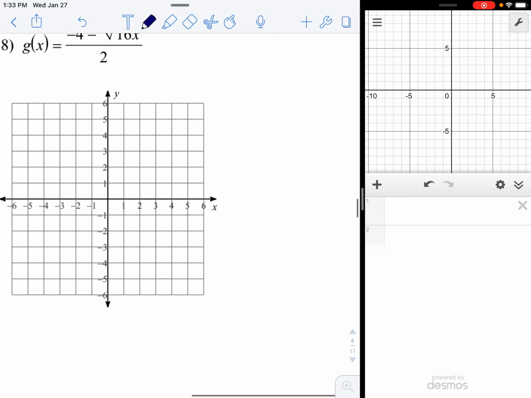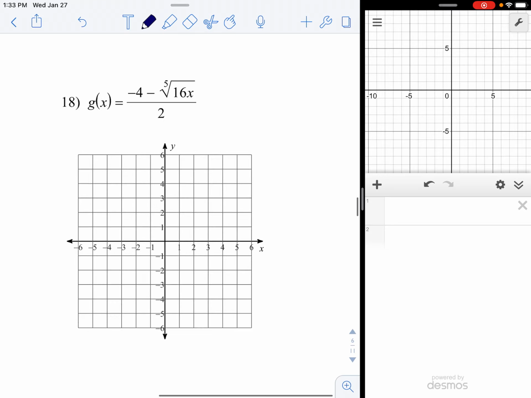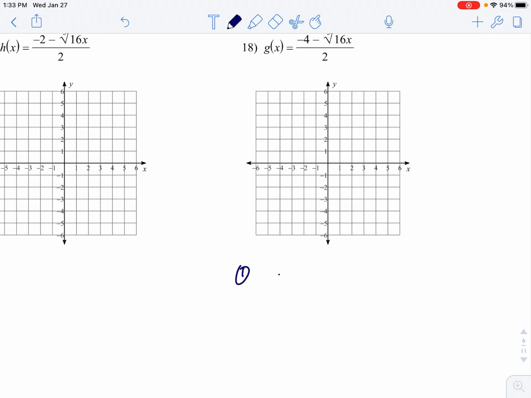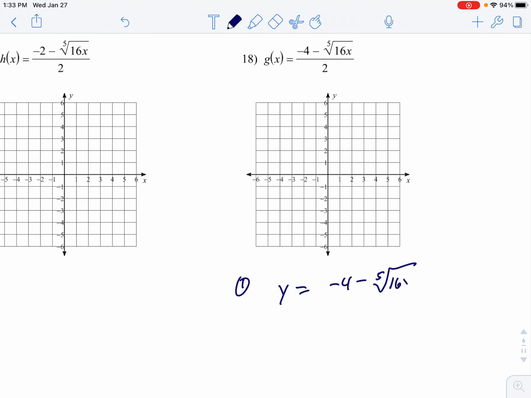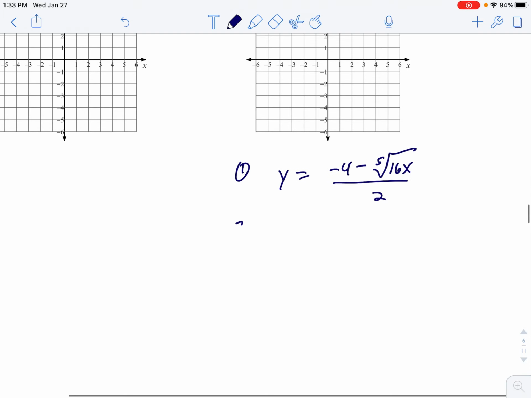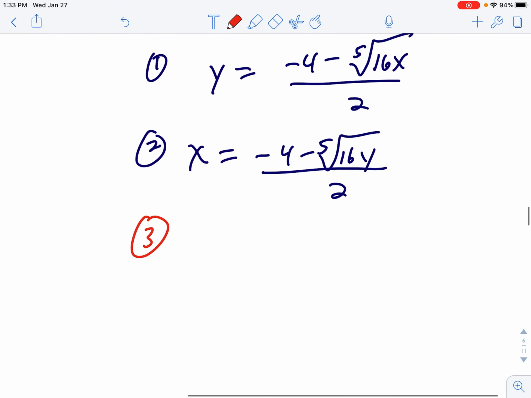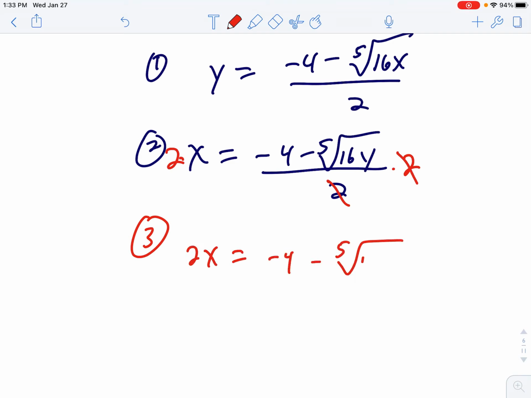Let's do number 18. I need as much space as I can get to write. All right, step 1. y equals -4 minus 5th root of 16x over 2. Step 2, x equals -4 minus 5th root of 16y over 2. Step 3, isolate y. So I'm going to start by multiplying both sides by 2 to cancel that 2 out. 2x equals -4 minus the 5th root of 16y.